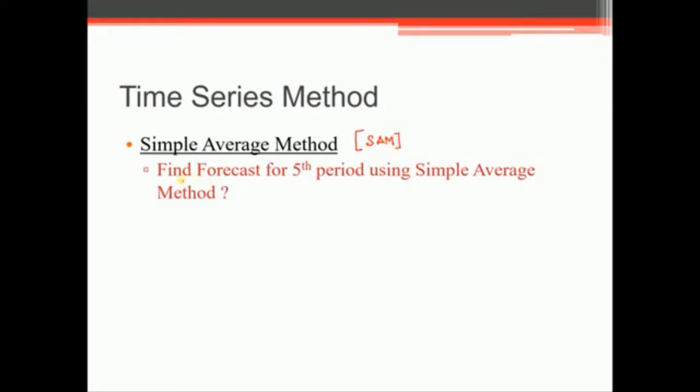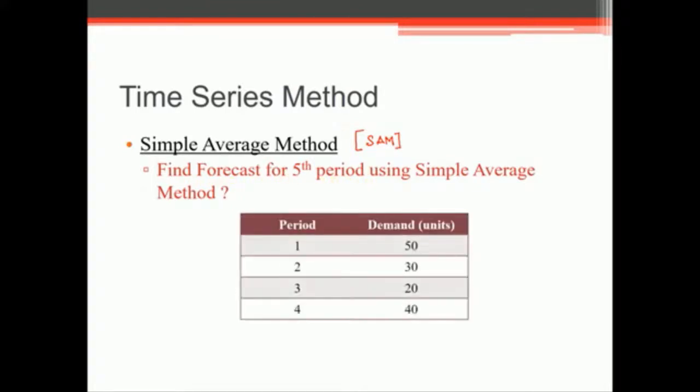So the question is, find the forecast for the fifth period using simple average method, and this is the data given to you. So for first period the demand was 50 units, for second period it was 30 units, for third period it was 20 units, and for fourth period it was 40 units. So what you have to do here is you have to find the forecast for the fifth period. So what will I do? I will write forecast for the fifth period is equal to what? Average of all these, because this method is simple average method.